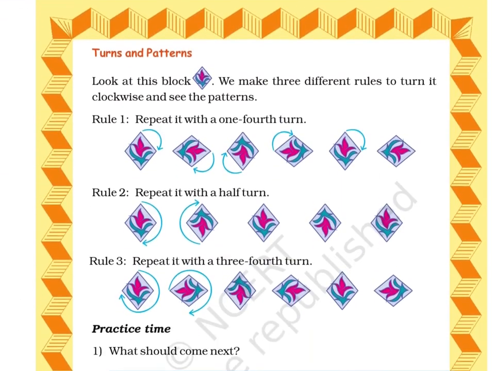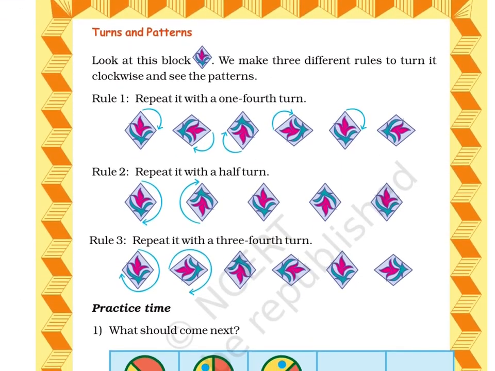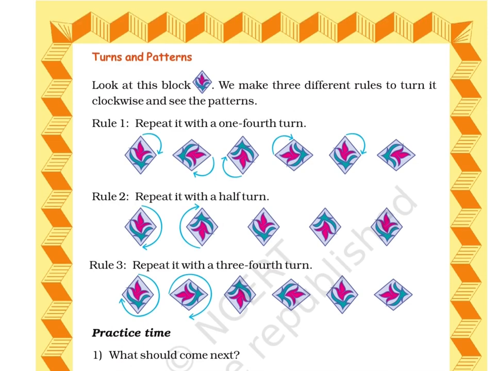Page 100. Turns and patterns. We have a block with us with magenta color flower on a couple of green leaves. Observe this block. We make 3 different rules to turn it clockwise and see the patterns. Rule 1. Repeat it with a 1/4 turn. There is a series of pictures below this indicating how this 1/4 turn repeat takes place.